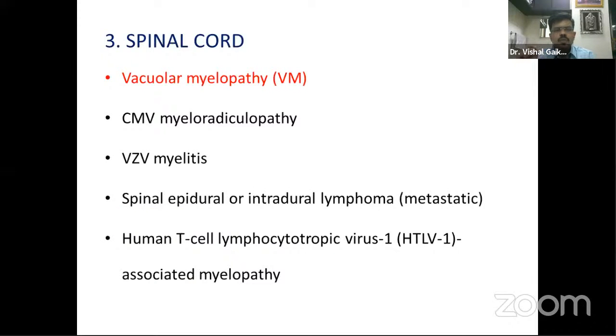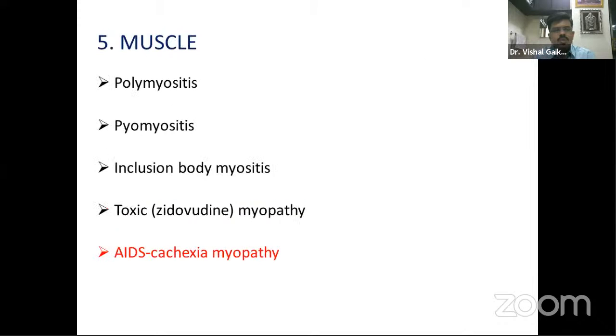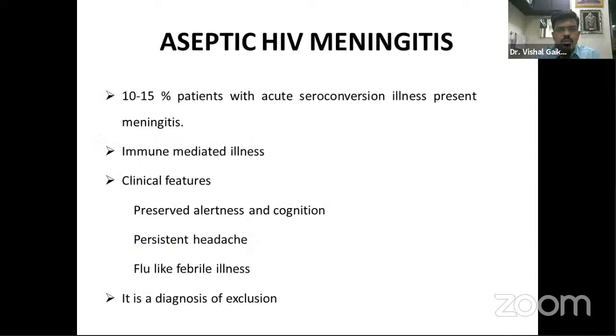In the spinal cord, vacuolar myelopathy is the most common and most important pathology. Other than vacuolar, CMV, VZV, and HTLV could all cause myelopathy. In peripheral nerves, AIDP, CIDP, cranial mononeuropathies, multiple mononeuropathies, DSPN, which is the most common, and other than that, autoimmune and CMV polyradiculomyelitis could be the disorders. And in muscles, the most important would be AIDS cachexia myopathy. Other than that, polymyositis, pyomyositis, inclusion body myositis, and toxic myopathy, zidovudine-induced, could be the disorders.